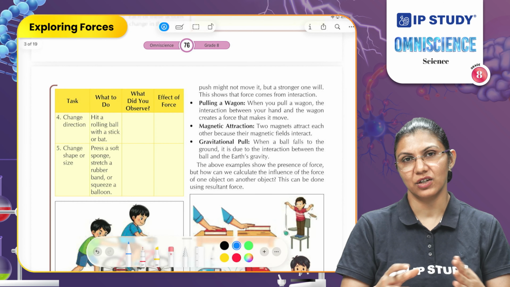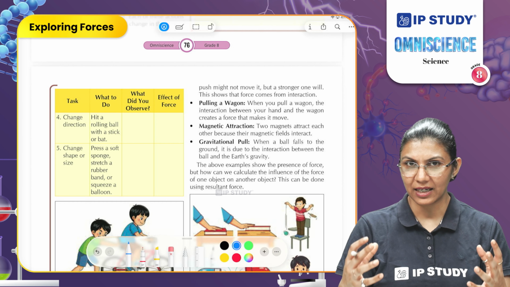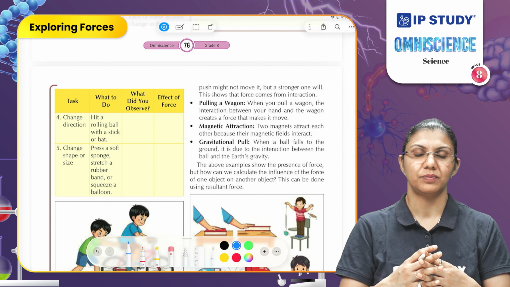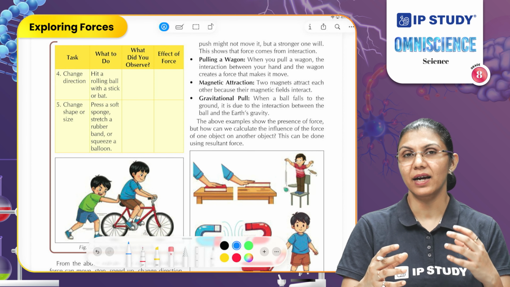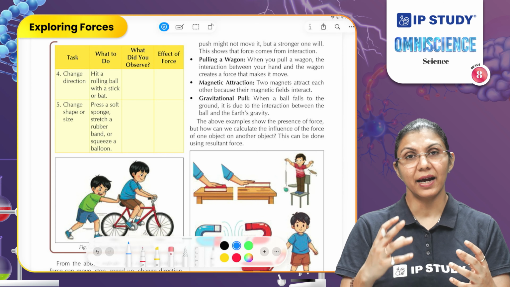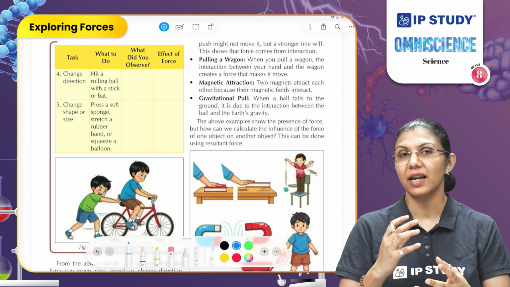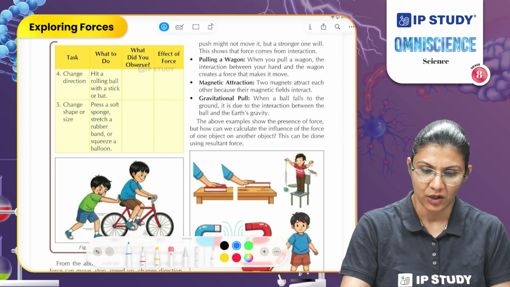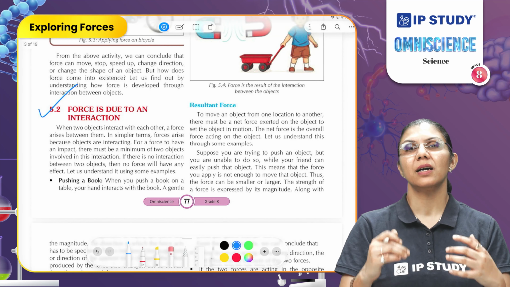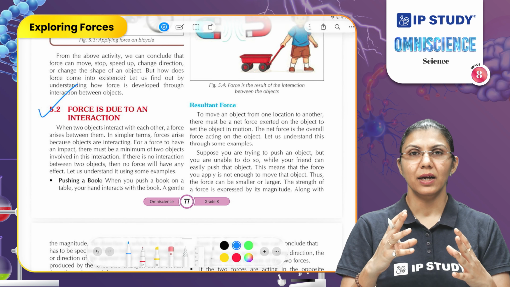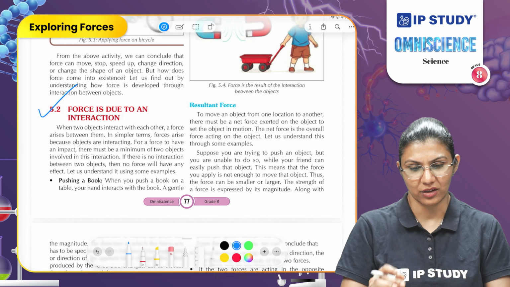Magnetic attraction. Magnetic attraction occurs when two magnetic fields interact with each other. Gravitational pull. This force is applied when an object interacts with a gravitational field, meaning an area where gravitational pull is applicable. So, that's how we can conclude that all the types of forces come into action when two different objects or two different fields interact with each other.